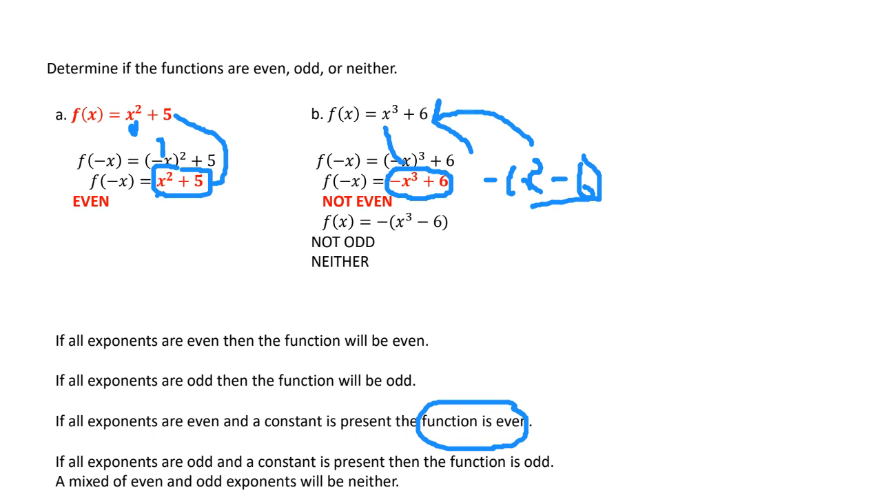But here, guys, I made a mistake. If all exponents are odd and a constant is present, then the function will be neither. Okay, so for this one, if you have all odd exponents and a constant is present, the function will be neither. Let's put an N for neither. And if you have mixed even and odd exponents, the function will also be neither. Okay, so I apologize for the mistake here, guys. That's why I already corrected it. And I believe that's it for today's presentation, and I'll send it back to the host.